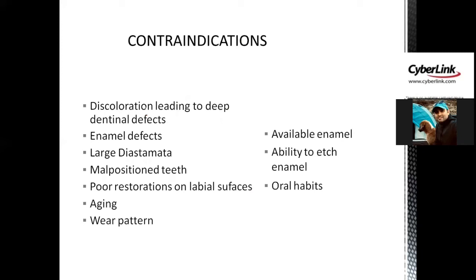Contraindications: they are contraindicated in discoloration that leads to deep dentinal defects, the defects that we are not able to mask. Because after covering with the veneer, we may get a hue of that discoloration. Large enamel defects, hypoplasia, large diastema which we are not able to cover with veneers. Otherwise, your tooth will appear bigger than the normal one. That may appear as an anomaly.